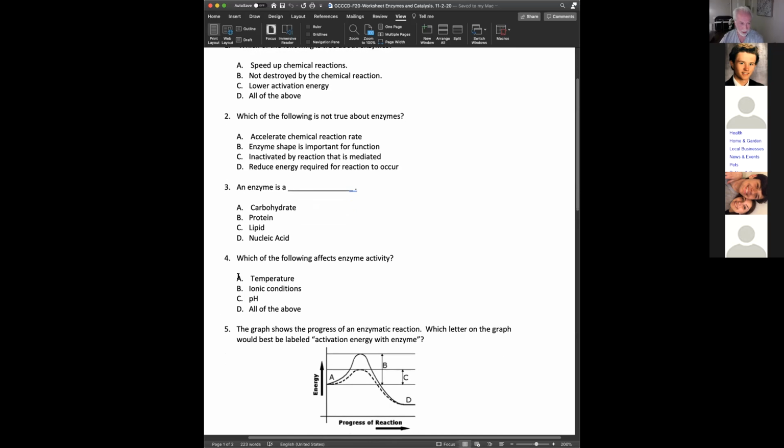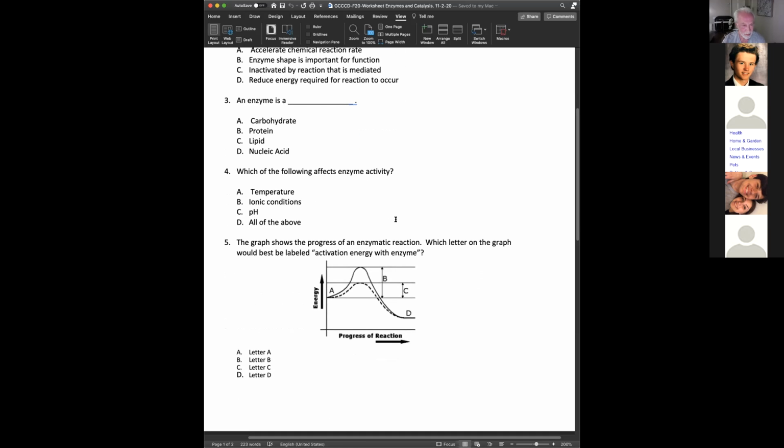Okay, which of the, well, I won't read it. I'll pick a name first. Let's see. How about Nathan Huzar? It's number 4. Which of the following affects enzyme activity? A, temperature, B, ionic conditions, C, pH, D, all of the above. I think it's D. Yeah, it is. It is D. Okay, so let's go to number 5.